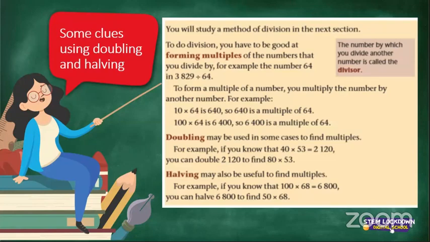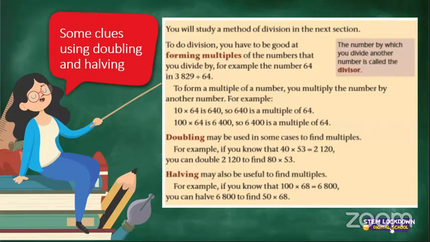So doubling may be used in some cases to find multiples, right? For example, if you know that 40 multiplied by 53 equals 2,120, you can double that number, which is 2,120, to find 80 multiplied by 53. I hope this makes sense.